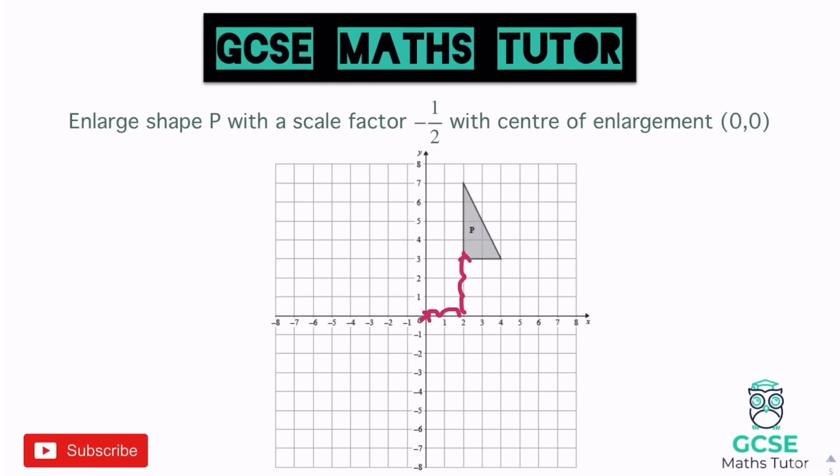But it's a scale factor of -1/2, so I need to also halve those distances, just as if it was -2, I would double those distances. But for -1/2, I'm going to go left 1 rather than 2. And rather than going up 3, I need to go down 1.5. So 1.5 gets me to there. There we go. So that's 1.5.